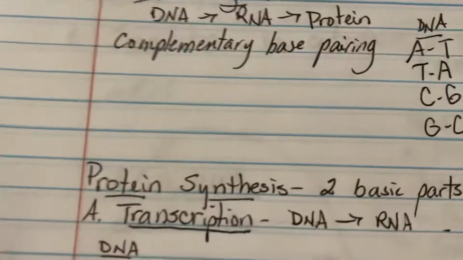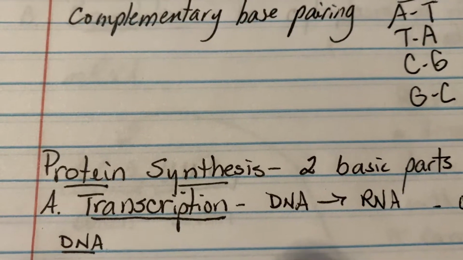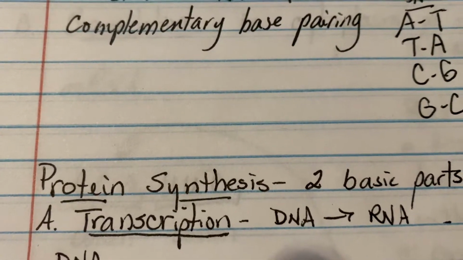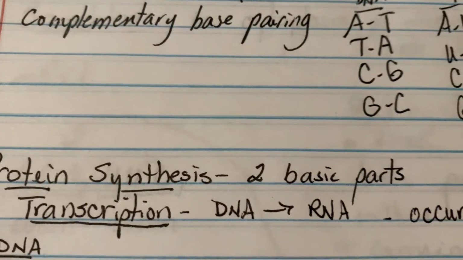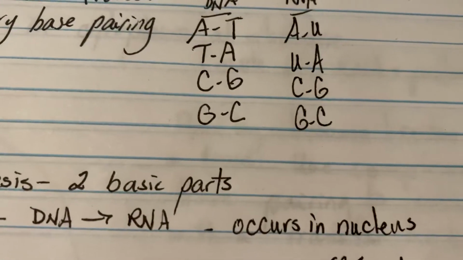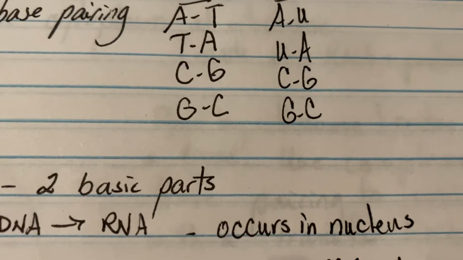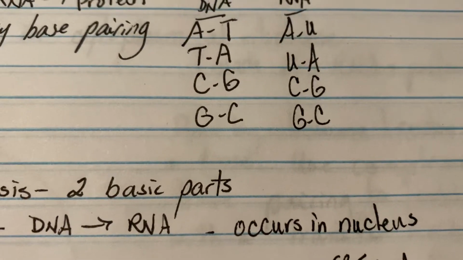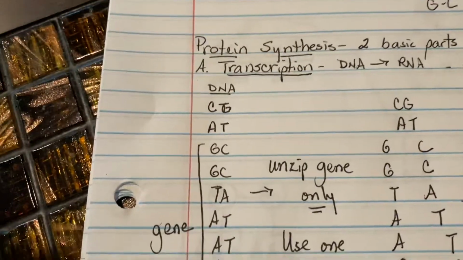Now, protein synthesis happens in two basic parts. The first part is called transcription, where we're going to use DNA to transcribe RNA. And this is going to occur in the nucleus of the cell, primarily so we can protect the DNA as it's used. Now, look at this sequence of DNA.